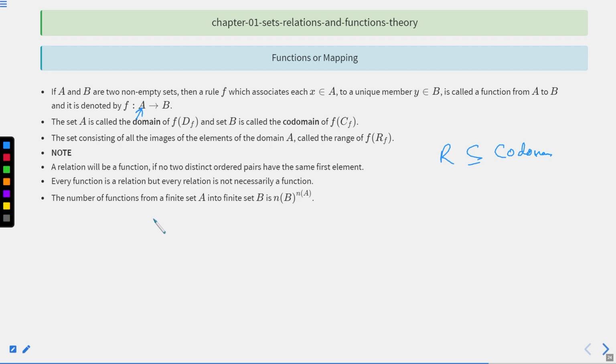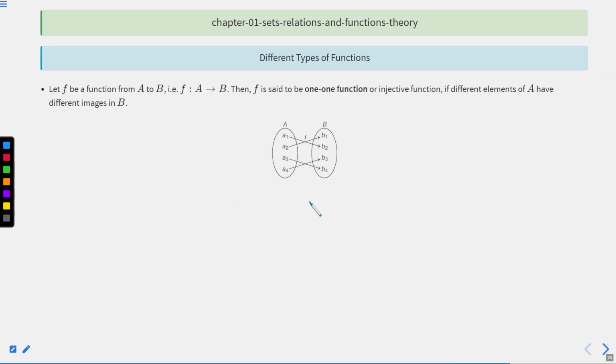Now, the number of functions from a finite set A into a finite set B is the number of B to the power number of A, right? You have to remember these things. Now, let's see different types of function.